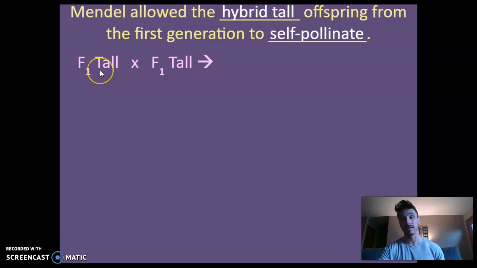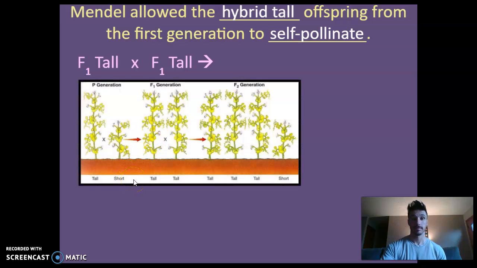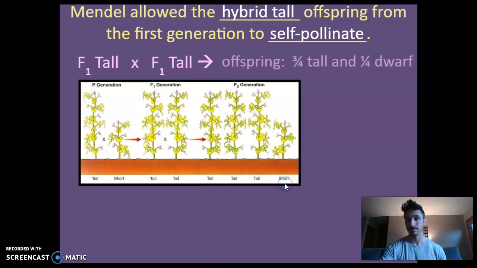So we can write the self-pollination like this: cross the F1 tall with another F1 tall. This is technically the same plant, right? Because self-pollination is when the sperm of one plant fertilizes the egg of the same plant. And the resulting plants were 3/4 tall and 1/4 short. So the offspring were 3/4 tall and 1/4 dwarf. The dwarf allele has reappeared in the second generation after not being seen since the parental generation, the P generation. This is often the pattern for recessive traits.